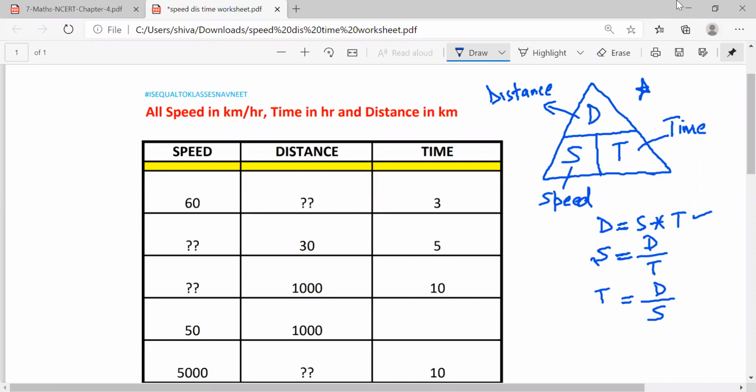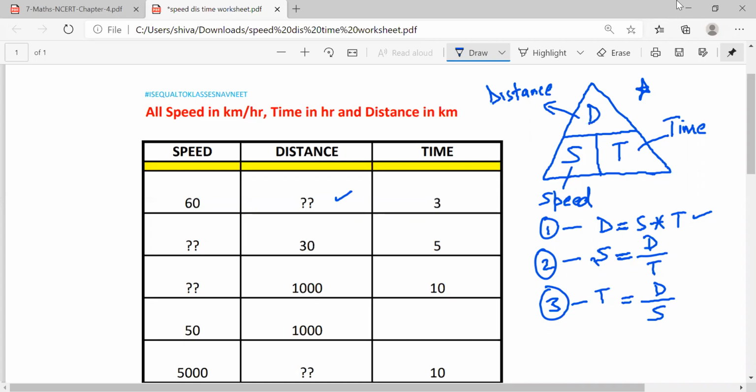Mr. Sarthak, any problem with this? Any problem in these equations? No, sir. And we will do the basic problems for this. So what is the answer for distance? First question. 180.